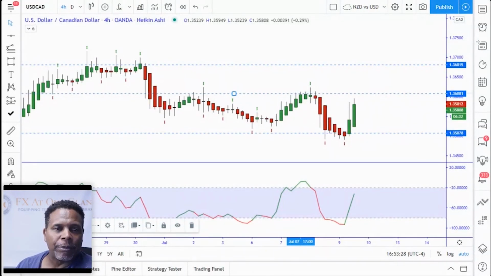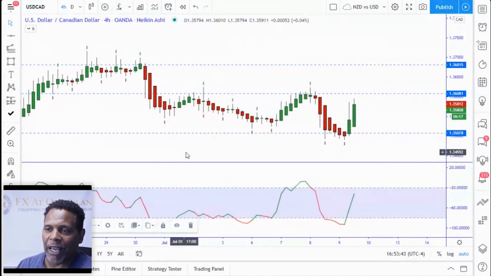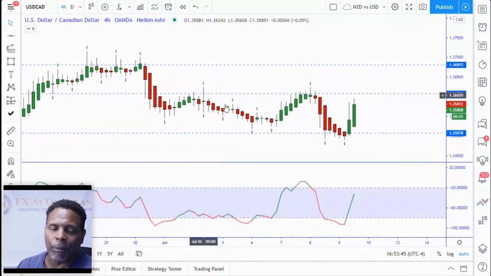Heikin Ashi's not on MT4. It is on MT4, but it looks terrible. You've got to go somewhere and download it, and you can put it in. And this is TradingView. Free charts, but you'll get advertisements if you don't become a pro member or whatever it is.